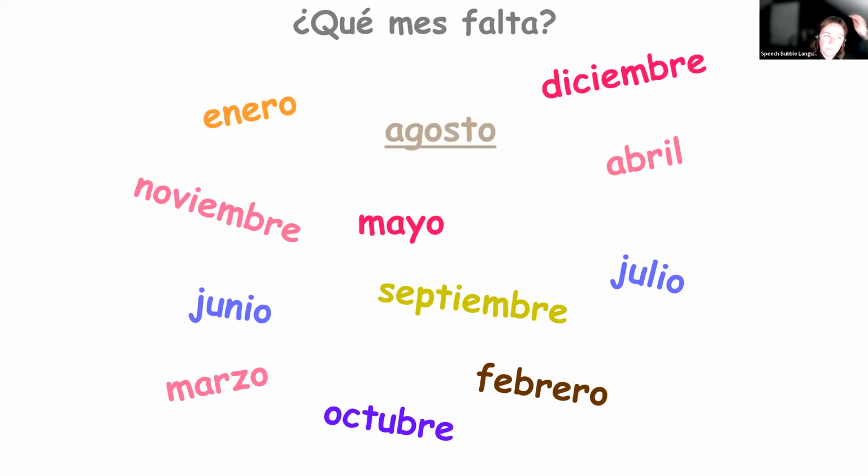Let's see. Agosto. Okay. Next. Oh, why are you doing this? Sorry, I've shown you that one. Abril. Right, we'll move on to the next one. I double clicked on that one. Sorry about that. Abril. Okay. Esto. Let's go. ¿Qué mes falta? Perfecto. Junio. Muy bien. Okay, la próxima. So that one was junio. ¿Qué mes falta?